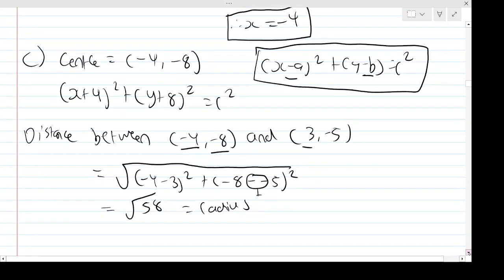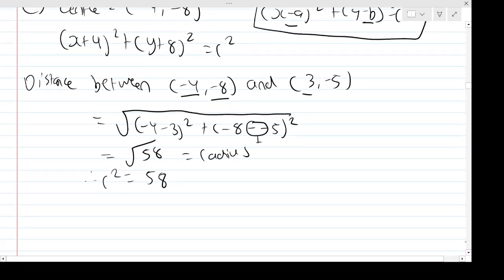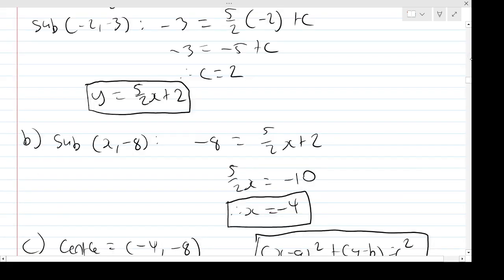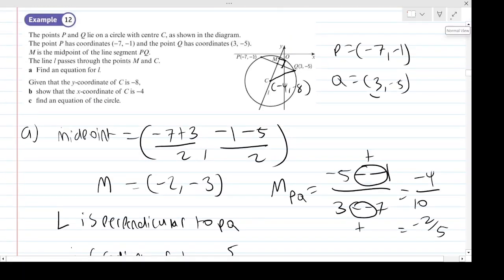Okay, well therefore if that's the radius, then r squared is 58, right? It's root 58 times root 58, which is 58. Therefore, the equation overall, if you substitute that in, we get x plus 4 squared plus y plus 8 squared equals r squared of 58. There we are. Cool. So we've got the equation of the circle, okay? And so, you might be freaked out if you saw a question like this, a mad diagram. But really break it down and do it part by part, and you realise it isn't that bad, right?